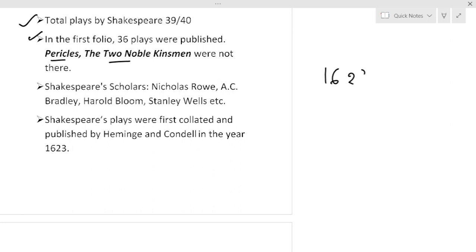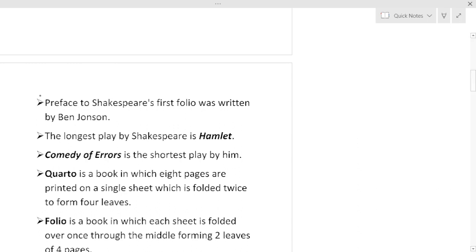In 1623, the First Folio was published by Heminges and Condell. In that publication, there were 36 plays. Two were not included. These two are Pericles and The Two Noble Kinsmen. Shakespeare scholars include Nicholas Rowe, A.C. Bradley, Harold Bloom, Stanley Wells, and there are numerous others. Shakespeare's plays were first collated and published by Heminges and Condell in the year 1623. The preface to Shakespeare's First Folio was written by Ben Jonson.